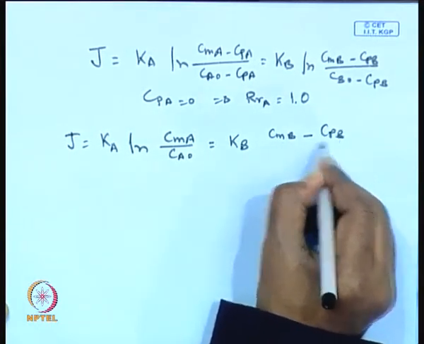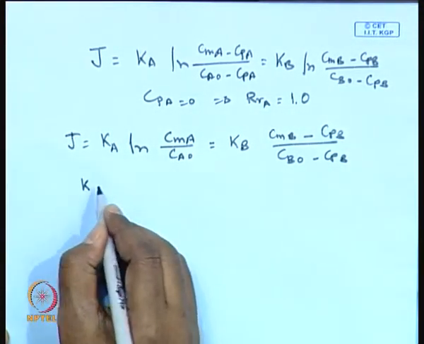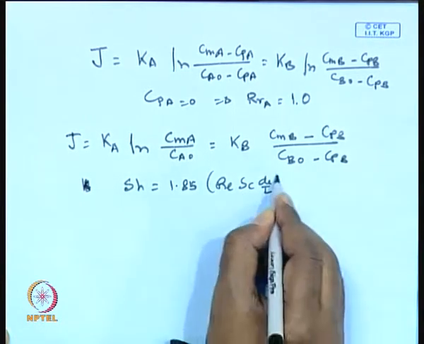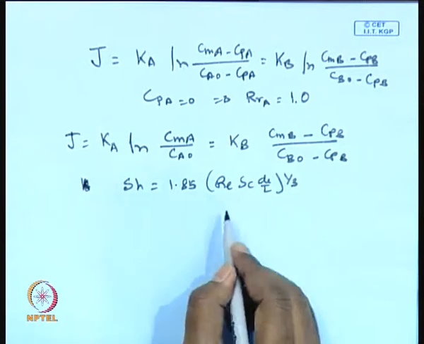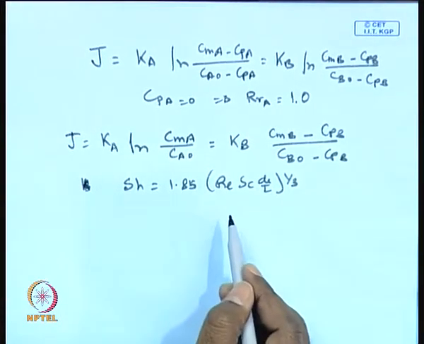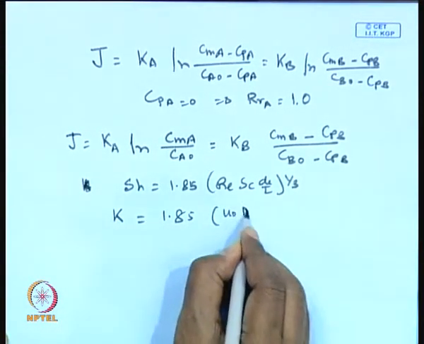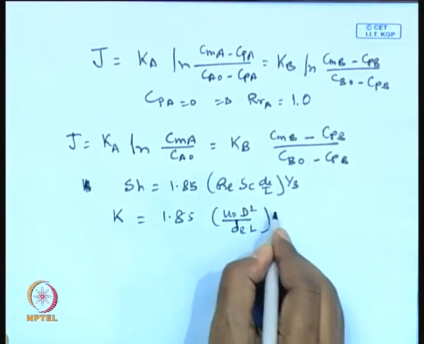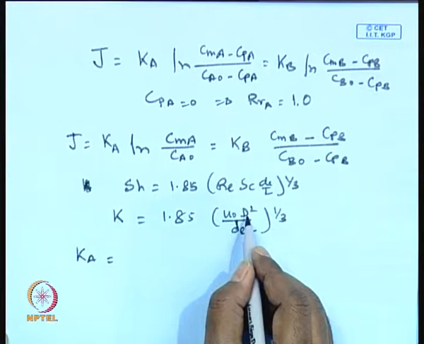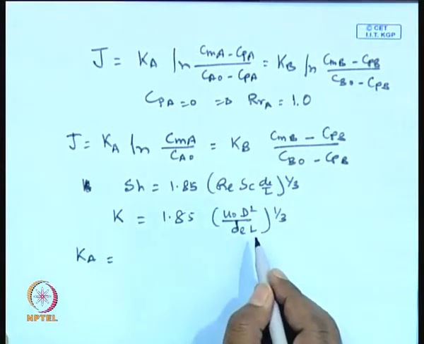ln((C_MB minus C_PB) / (C_B0 minus C_PB)), and K will be, since it is a laminar flow, the Sherwood number 1.85 (Reynolds Schmidt d by L) raised to the power 1 upon 3. We will be using that equation, and for K_A and K_B we will just put the values of diffusivity or solute properties corresponding to A or B. So, from this K becomes 1.85 (U0 d square divided by d equivalent times length) raised to the power 1 upon 3. If we put the value of diffusivity for solute A, we get the mass transfer coefficient corresponding to A. If you put the diffusivity of solute B, we get the mass transfer coefficient corresponding to solute B.